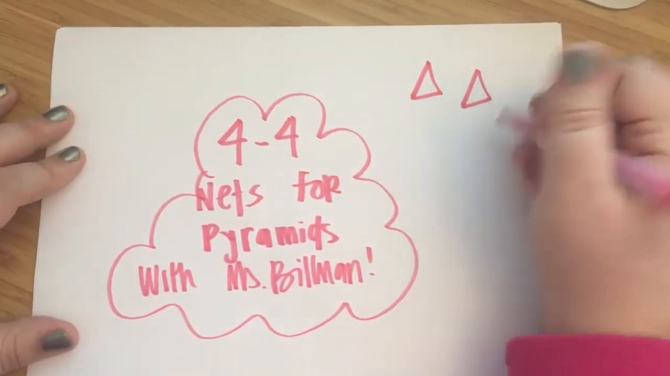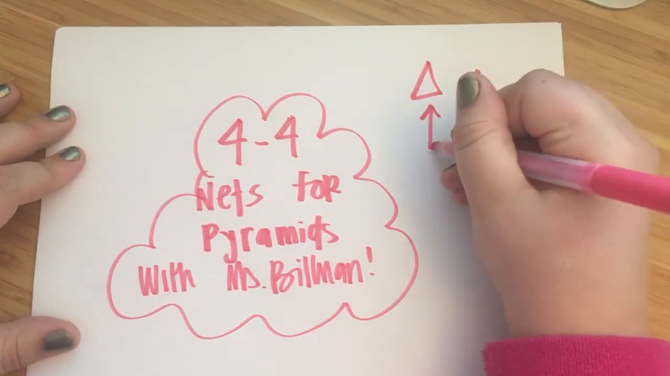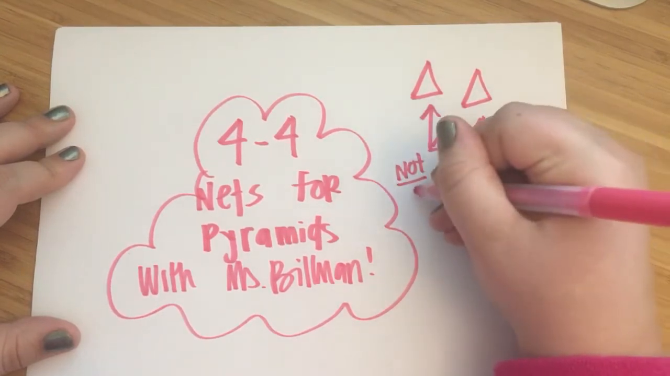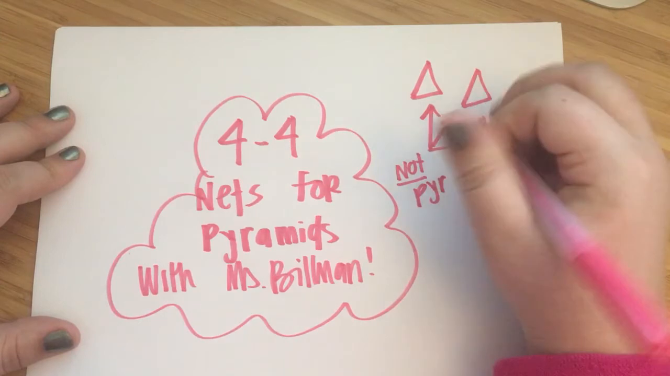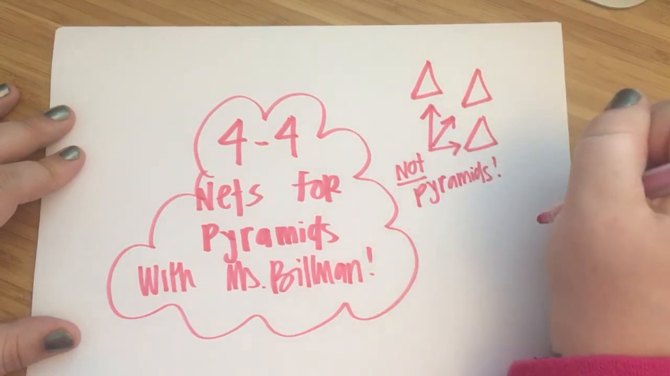So I'm going to draw some triangles, kind of like the pyramids of Egypt, right? They look just like that. Wait a second. These are not pyramids. But why are they not pyramids? Because these are just triangles. They're not a pyramid. Don't let anyone fool you.